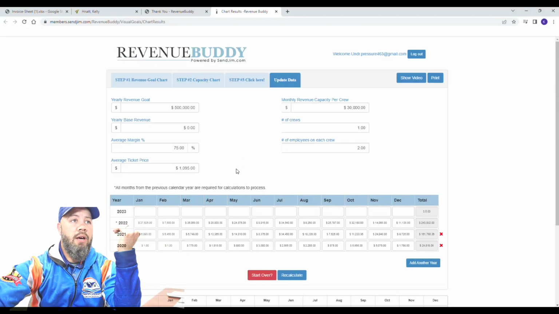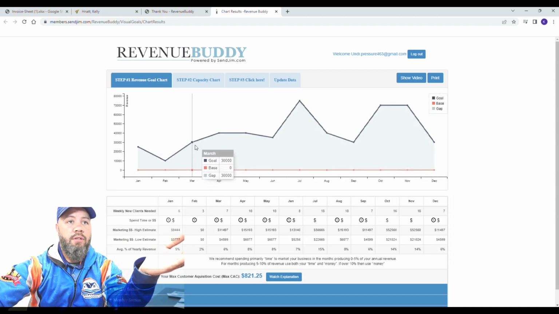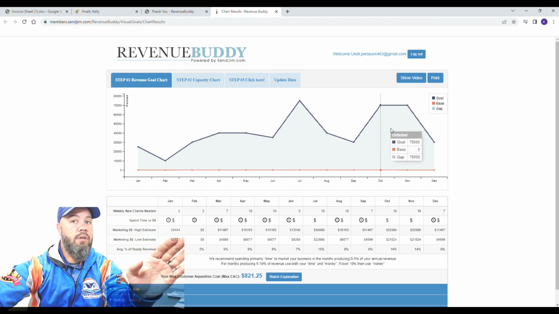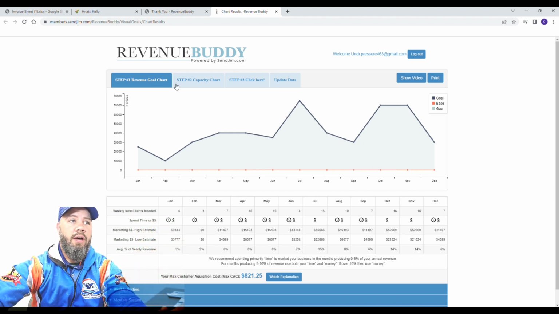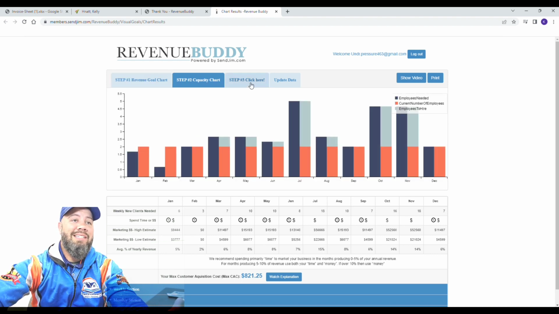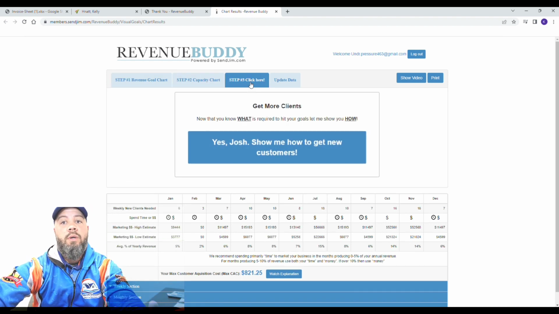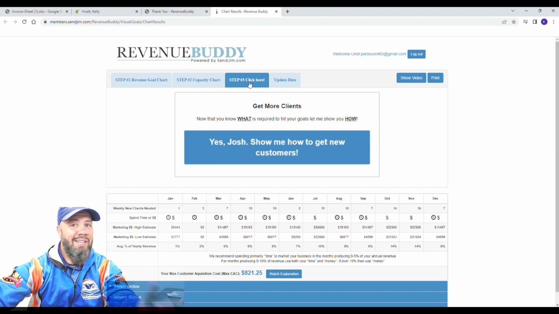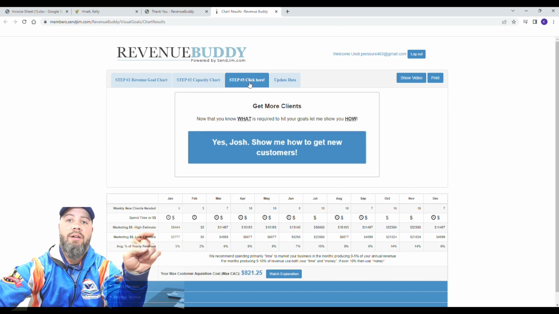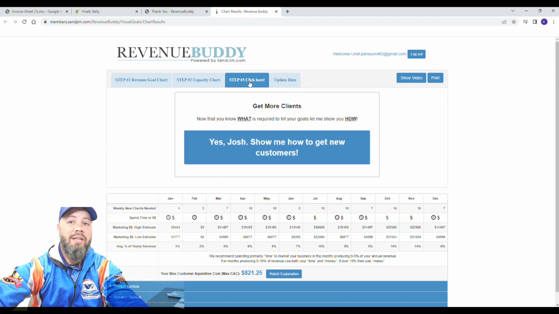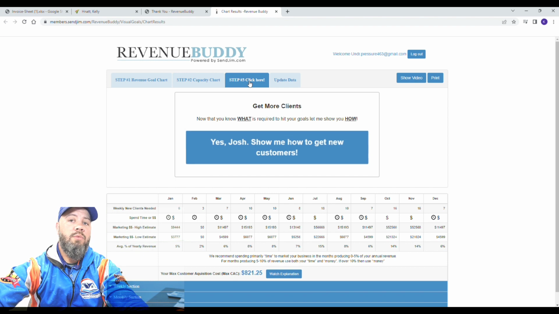Now with Revenue Buddy, you've got the different things. You've got your revenue goal chart, and you can see some of the different seasonality here. This is why we love Revenue Buddy, by the way. You'll have your revenue goal chart, your capacity chart, and then step 3 is videos from Joshua Latimer. This is his software, and it is free. You don't have to sign up for anything except for this software. You put your email in, and all they do is send you a weekly email helping you keep track of your goals. So step 3 is videos that you can watch with Josh.